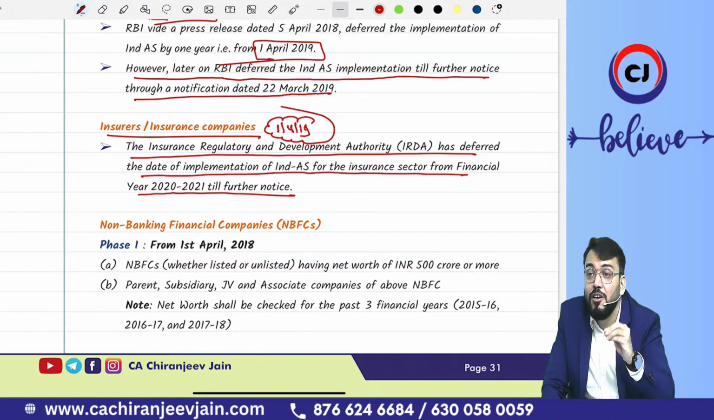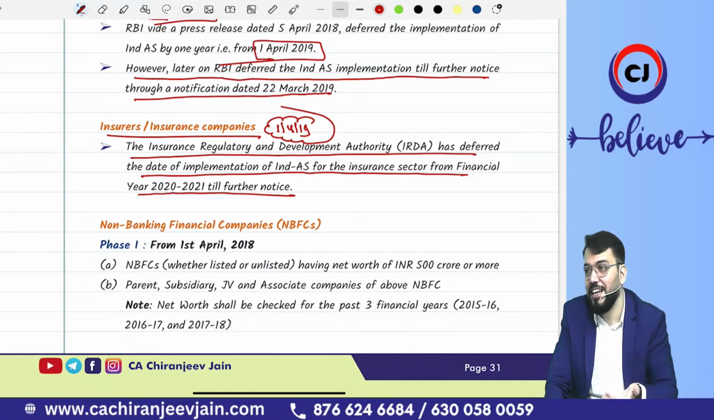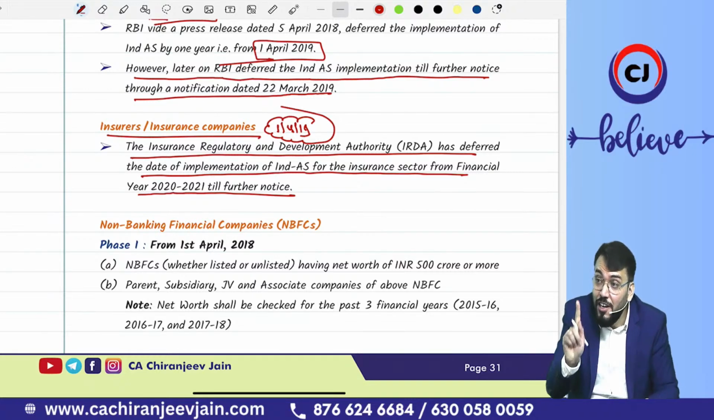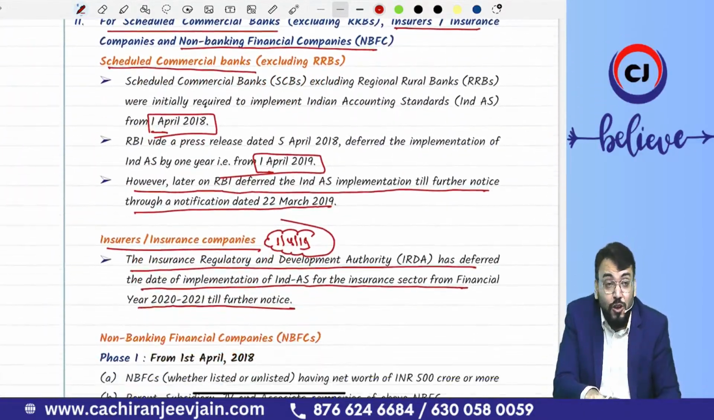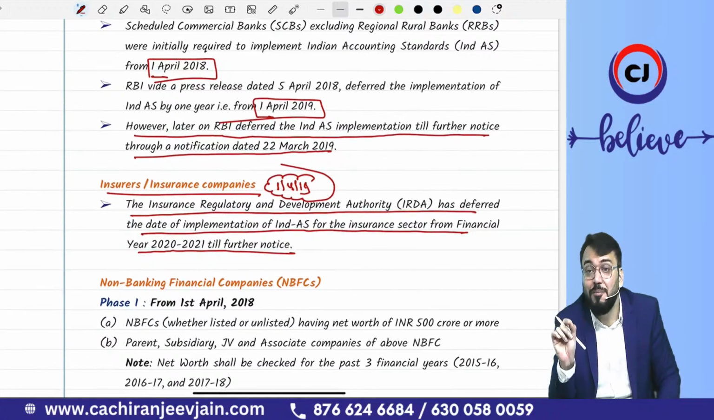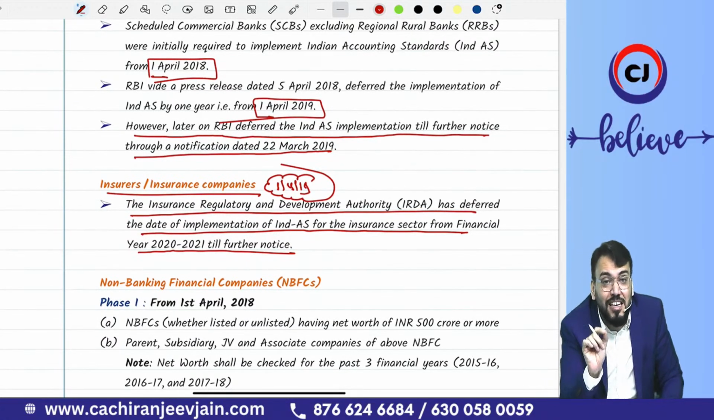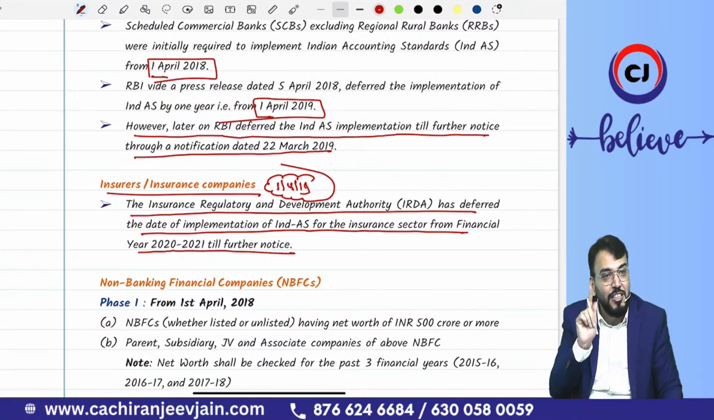Now one doubt will come: whether they can adopt IND AS on a voluntary basis. Yes or no? No. How can they adopt? The Banking Regulation Act is not ready. So voluntary adoption is only for general companies, not for special companies. Special companies cannot adopt IND AS on a voluntary basis. Understood this point?